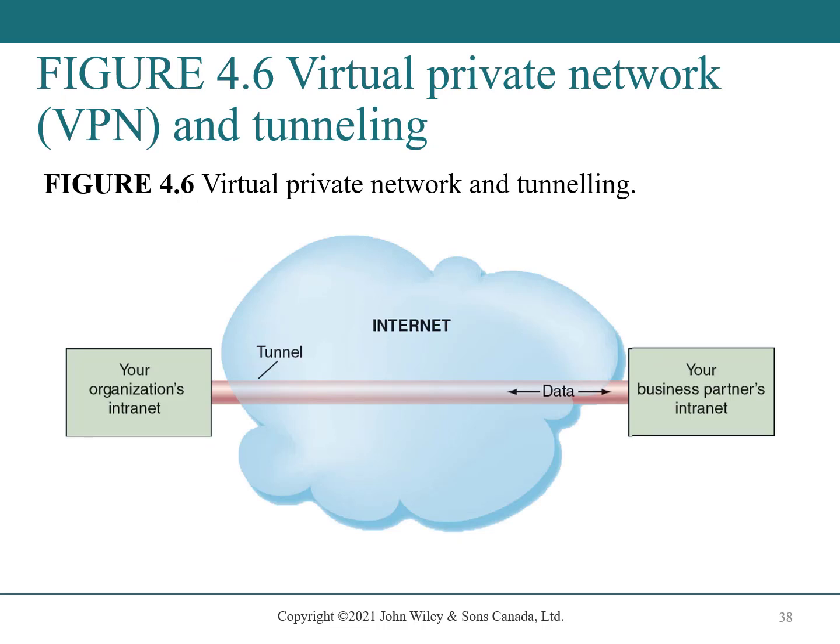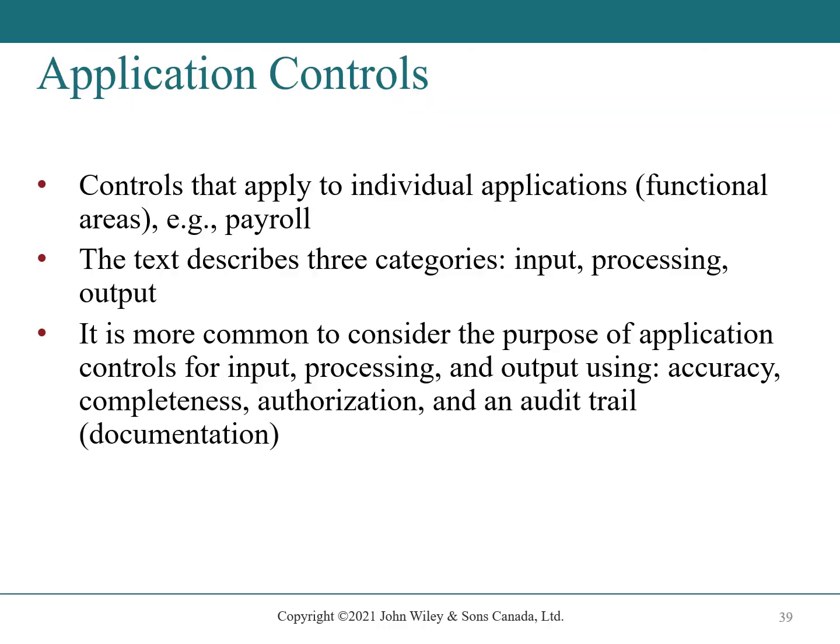Figure 4.6, virtual private network or VPN and tunneling. A lot of people that work remotely work through a VPN that allows them to work without unauthorized users seeing what it is they're doing, while using the internet, which is publicly accessible. It's a tunnel from your organization's intranet that contains data that goes to your business partner's intranet, and that business partner could be the remote worker or another company that is connected by VPN.